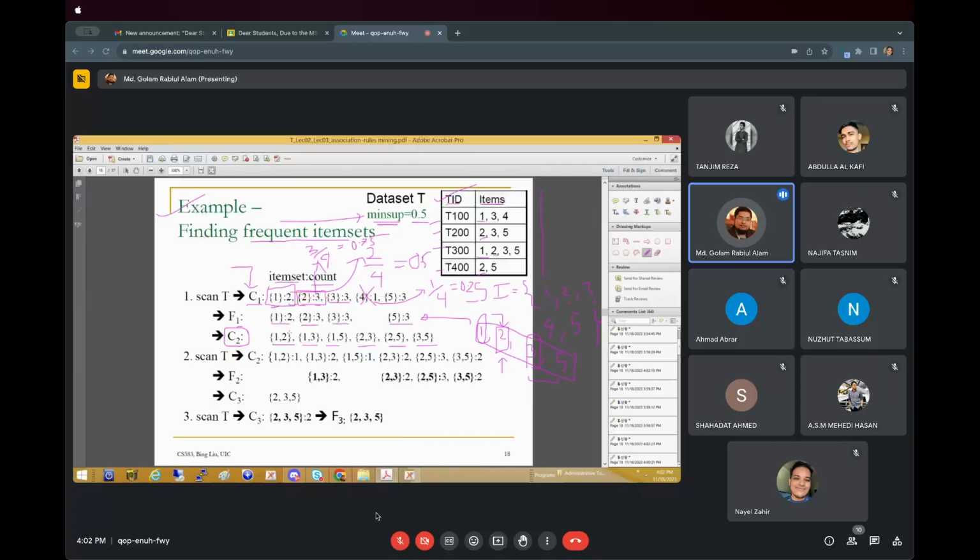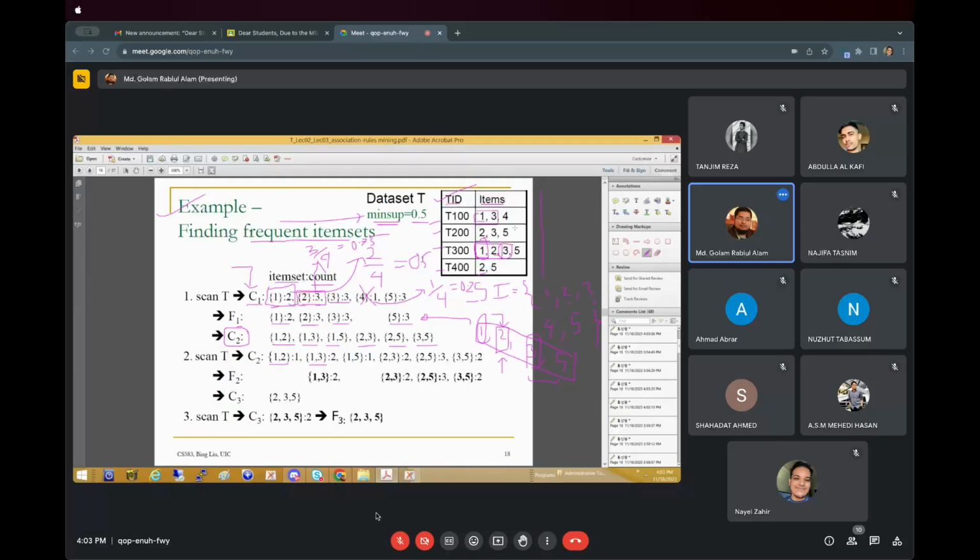Now again we have to count the frequency, or you can say support. So we have to count the frequency and the support as well. So here's 1, 2. How many times did 1, 2 appear in our data set? 1, 2 appeared together just one time. And then 1, 3. How many times did 1, 3 appear? Here is 1, 3. Here is also 1 and 3. So that means 2 times.